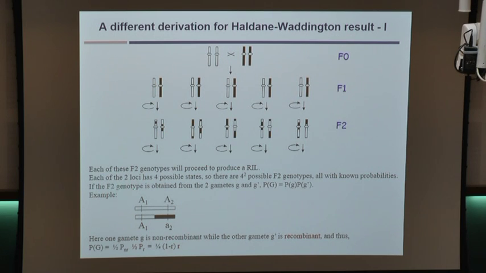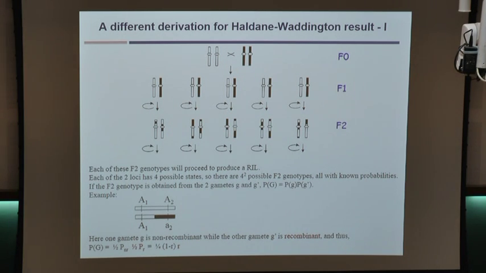So basically, with two loci, there are, as I said, 4 possible states at each locus, and there are 4 squared, equal to 16, possible F2 genotypes. One can easily compute the probability of getting each F2 genotype. For example, this is an F2 genotype whose probability is given by the product of getting each of these two gametes, and it's equal to 1/4 into (1 minus r) into r. So let's go through the derivation, which is better on this board. I'll try to simplify it.